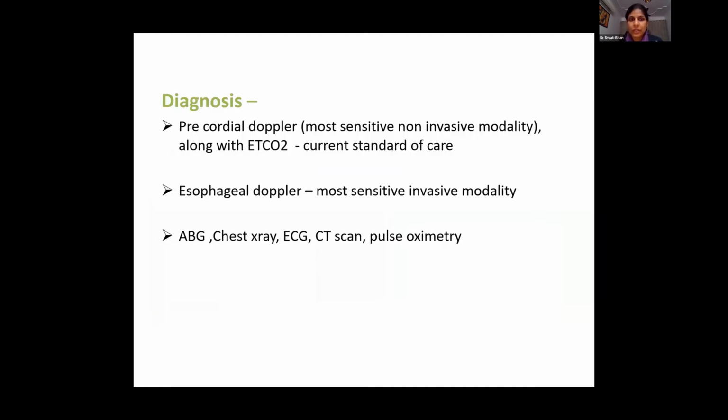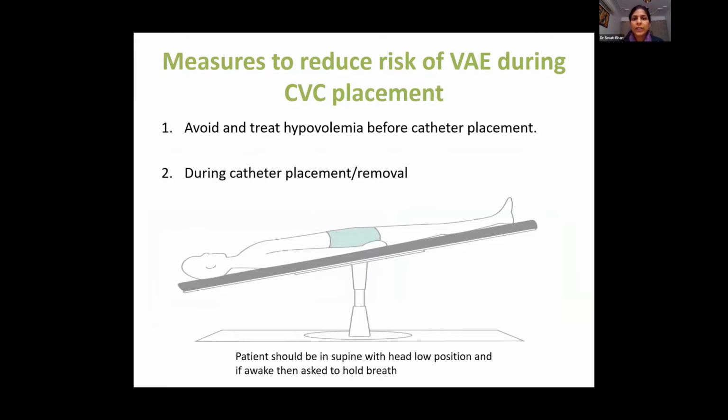Coming to the diagnosis, a precordial Doppler is essential, and it is the most sensitive and a non-invasive modality. Esophageal Doppler can be used, however, it is an invasive modality. Then ABG, chest X-ray, and ECG can be performed. Now, how do we reduce the risk of venous air embolism during CVC placement?